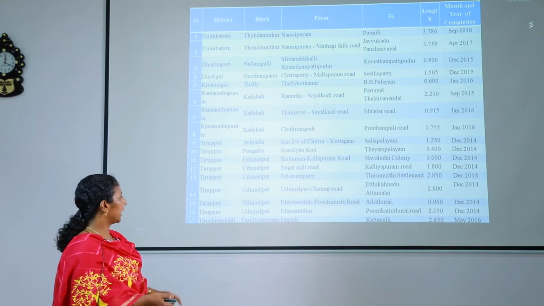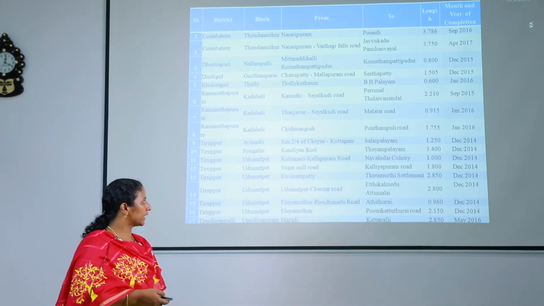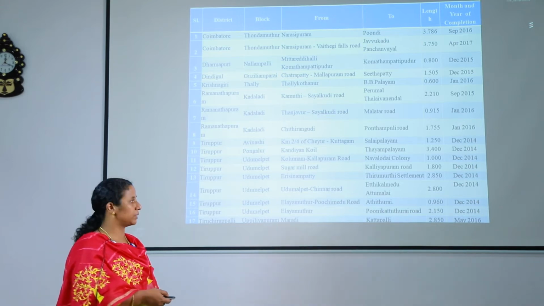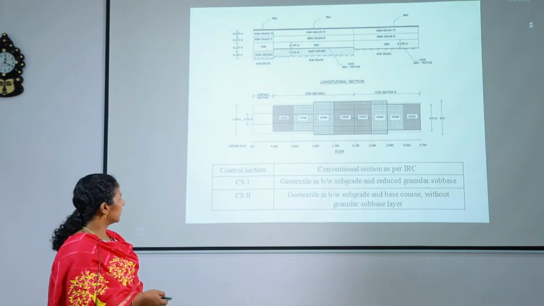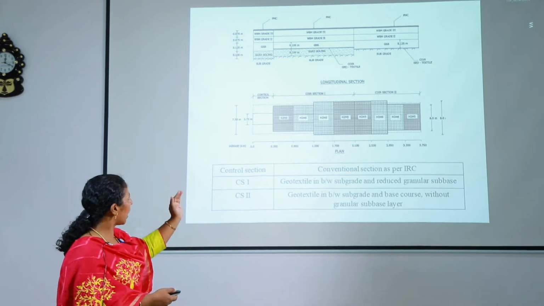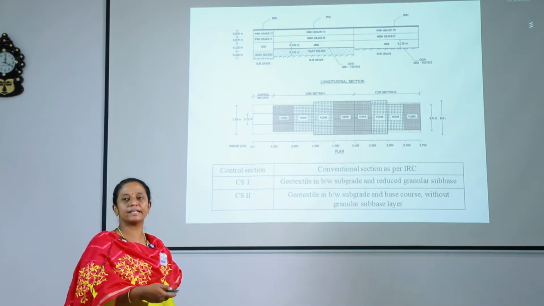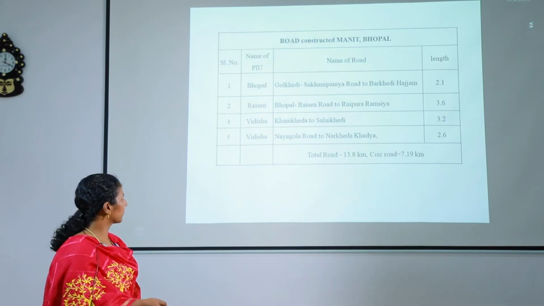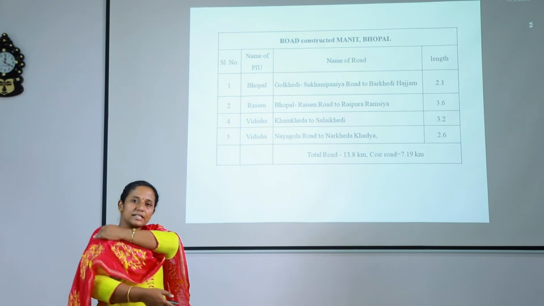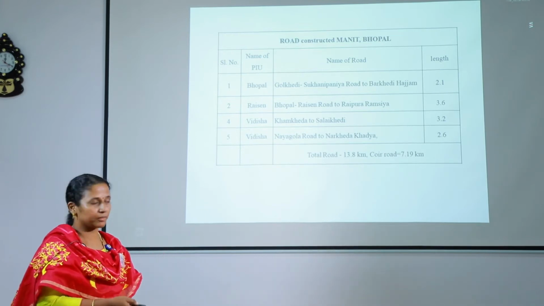Under the NIT Trichy project, the total road length is around 38 kilometers, with 18 roads constructed. These are the cross sections of the roads, showing how the roads have been constructed and how the geotextile layers have been laid. These are the roads constructed under MANIT Bhopal in the state of Madhya Pradesh.